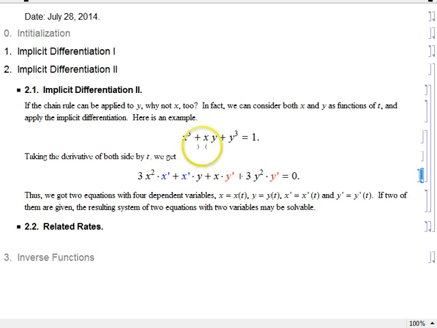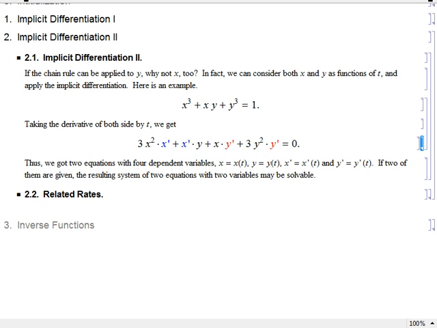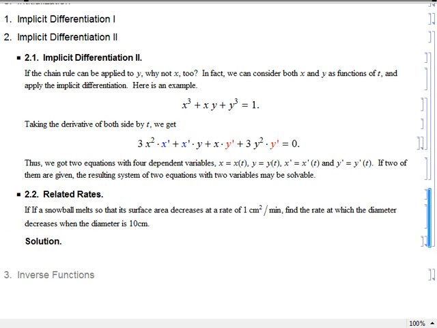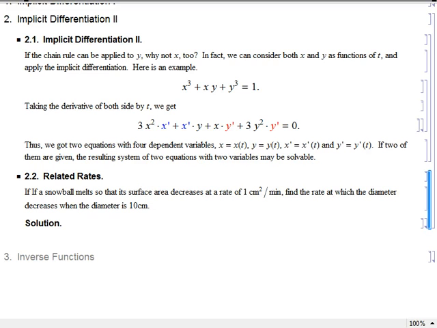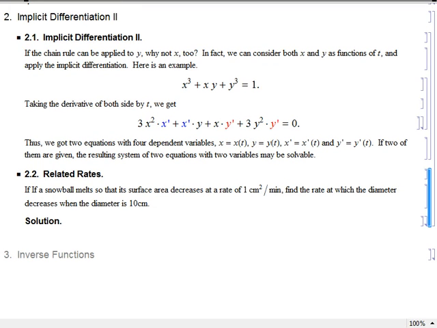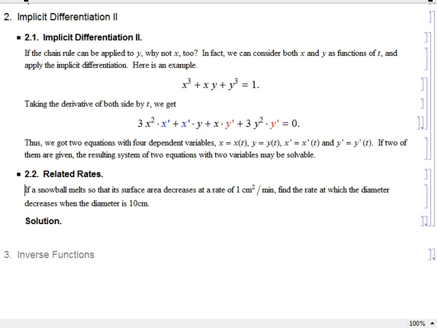And this kind of implicit differentiation technique applied to both characters will turn out to be important when you deal with something called related rates. Now we're going to have a lesson of its own on related rates, and we're going to have some projects on it actually. But it's not going to hurt if you have a little bit of a preview. Here it is. If a snowball melts so that its surface area decreases at the rate of something, find the rate at which the diameter decreases when the diameter is 10 centimeters.